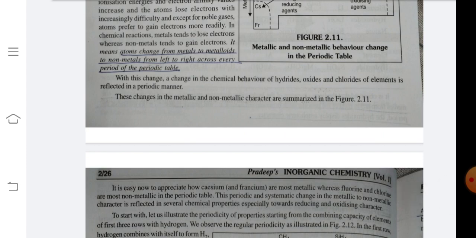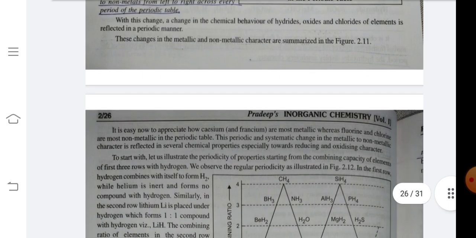In chemical reactions, metals tend to lose electrons, whereas non-metals tend to gain electrons. It means that atoms change from metals to metalloids to non-metals from left to right across every period of the periodic table. With this change, a change in the chemical behavior of hydrides, oxides, and chlorides of elements is reflected in a periodic manner. This change in the metallic and non-metallic character is summarized in figure 2.11.